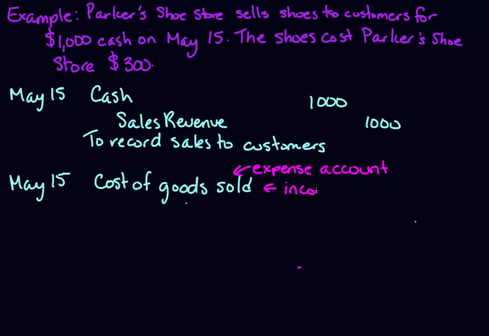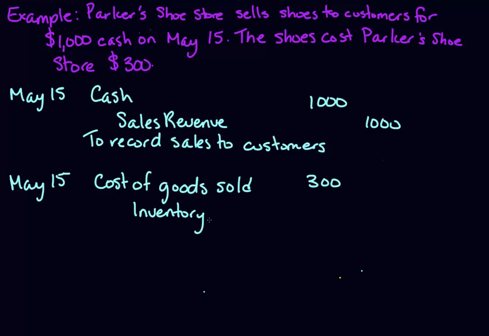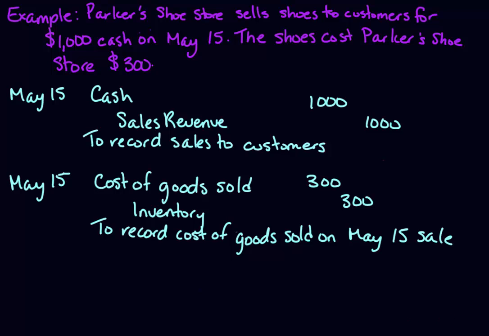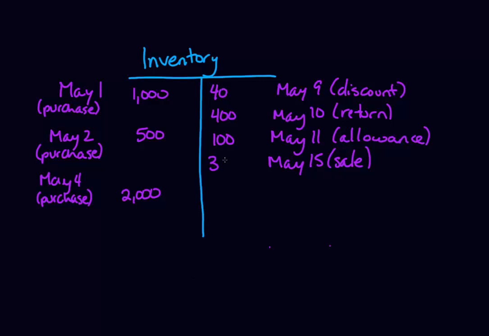We're going to debit this for the cost of the inventory, which if you look up in the description, the cost to Parker's Shoe Store is what we bought this for, $300. And we are taking it out of our inventory account. So our transaction, debit cost of goods sold and credit inventory for $300. Now let's go back to our T account and update it.